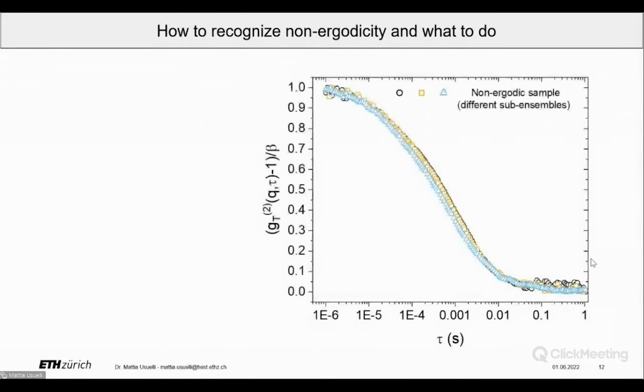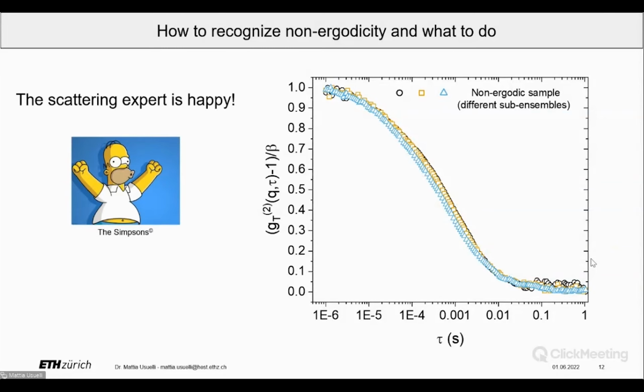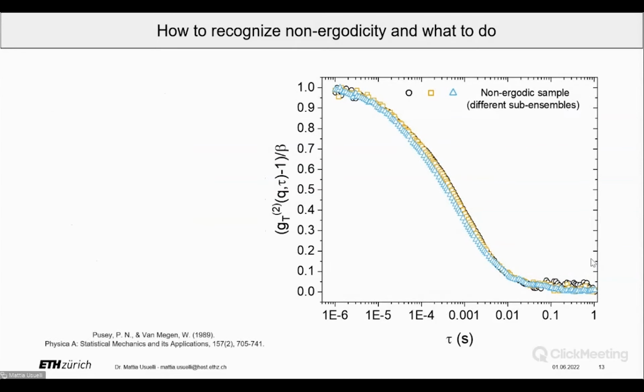Let's see what happens. We do it for the non-ergodic samples, and we see that the curves actually are overlapping quite nicely, and they look like the usual curves that we extract from the typical dynamic light scattering experiments. Our scattering expert is very happy. However, he should not be that happy.